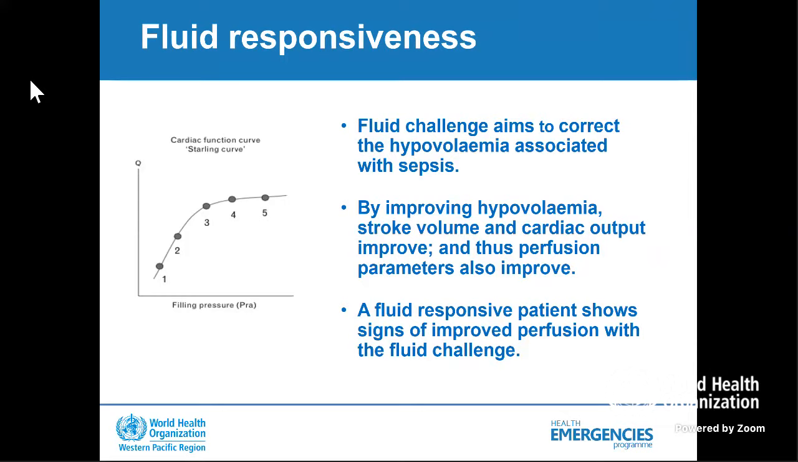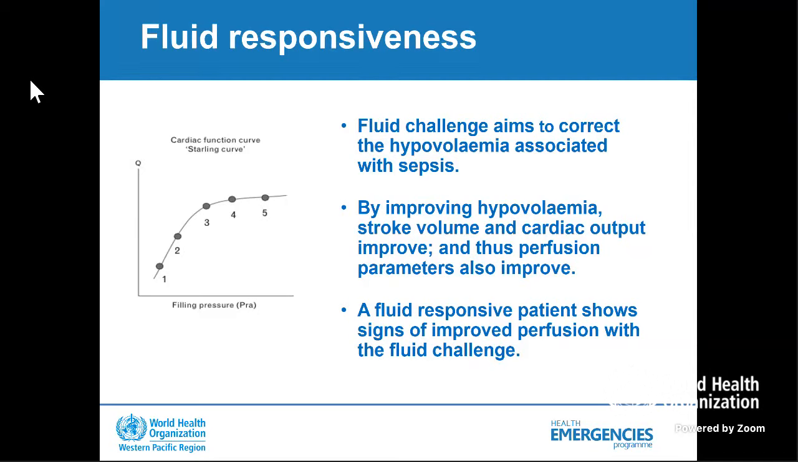When you give fluid, the stroke volume, which is the amount of blood pumped out with each heartbeat, increases. And this increases cardiac output and improves perfusion. On the left there, you see the famous Starling curve. This is the preload or fluid filling on the x-axis versus cardiac output on the y-axis.